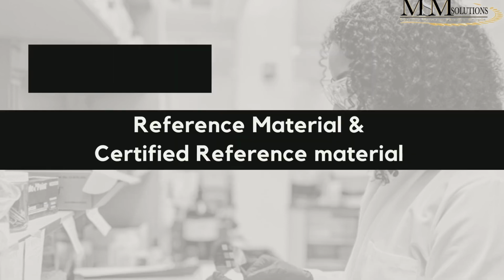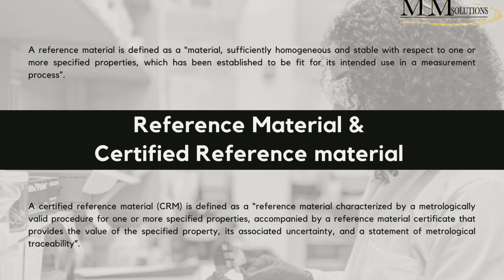There are reference materials, and then there are certified reference materials, CRMs. And that certified value has a lot to it. So how do we define just a reference material? This is defined as a material sufficiently homogeneous and stable with respect to one or more specified properties, which has been established to be fit for its intended use in a measurement process. That's a general reference material.